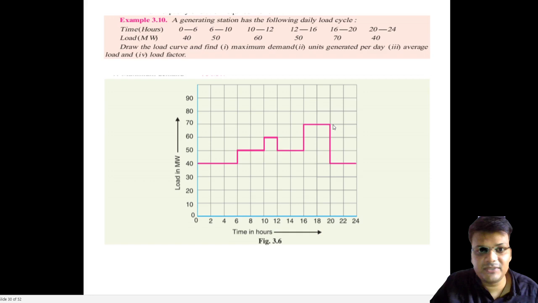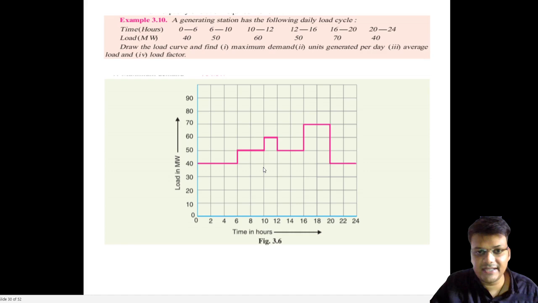What is the unit generated? Simply we will calculate the area under the curve. There are 4 or 5 rectangles. We will simply calculate the area under the curve and we will get the unit generated per day. After that, we will divide by 24 hours. Then we'll get the average load.